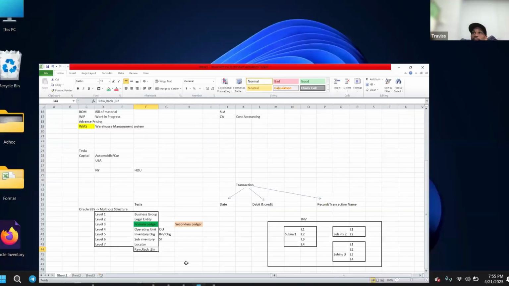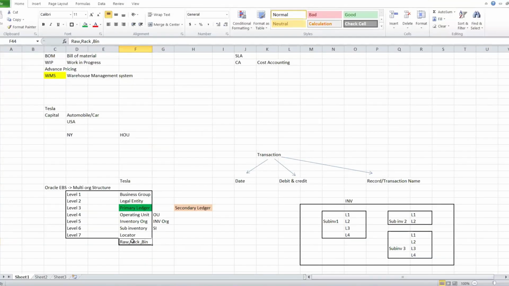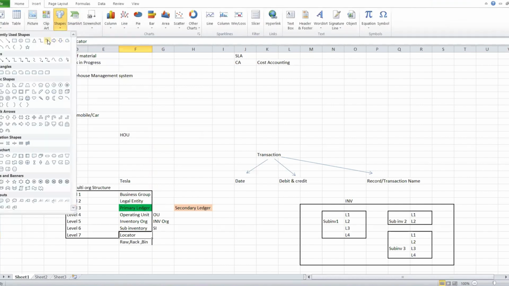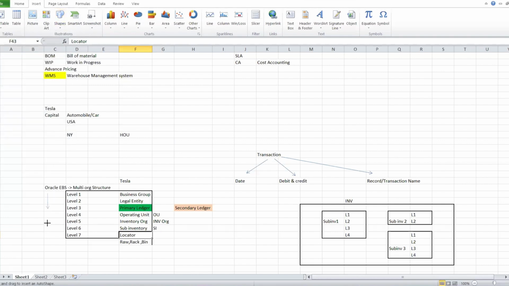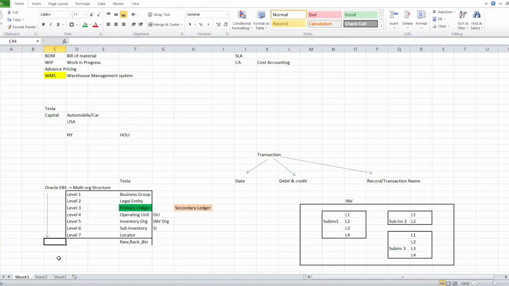Yeah. Now coming to the locator, each and every level comes downward. So it is a 1 to many relationship. What does it mean by 1 to many relationship?